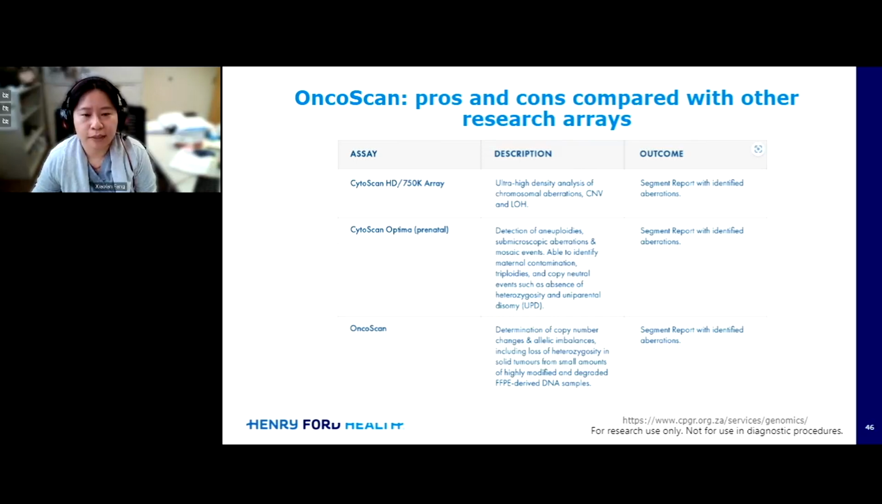And CytoScan Optima is mainly focused on prenatal samples. It has detection of aneuploidies, submicroscopic aberrations, and mosaic events. And it is able to identify maternal contamination, triploidies, and copy-neutral events such as absence of heterozygosity and uniparental disomies, like UPD and CNLOH. And the outcome is a segment report that identifies the aberrations, as for those three. And for OncoScan, its strength is for samples with poor quality, especially FFPE. It can do the determination of copy number changes and allelic imbalances, including loss of heterozygosity in solid tumors, from small amounts of highly modified and degraded FFPE-derived DNA samples.